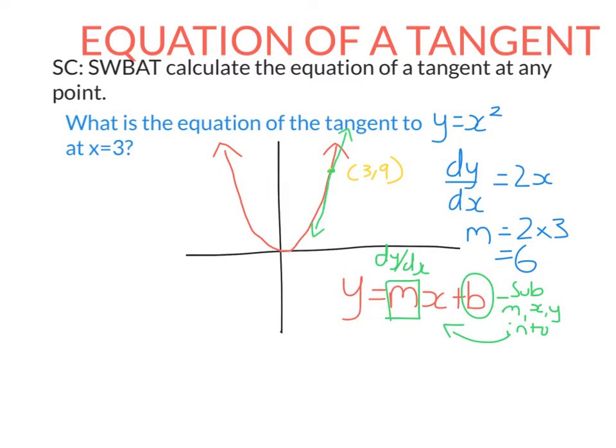So for our example here, we have y equals 9, m equals 6, and x equals 3. So we have 9 equals 6 times 3 plus b. 9 equals 18 plus b. Subtract 18 from both sides. You get b is minus 9. The equation of this tangent here is y equals 6x minus 9. So just so we're aware, each point along this curve has a different tangent, and the tangent would have a different equation. So let's look at another example.